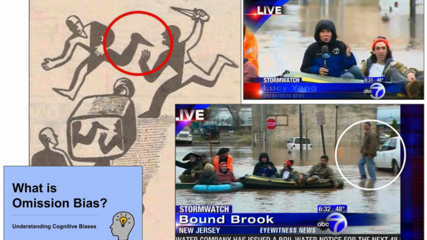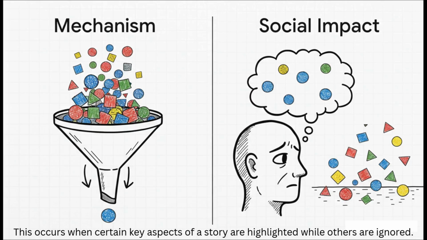Think about it. A story about a protest that only talks to the protesters but not the police or the local shop owners, that's omission in action. And the impact can be huge, leading to massive public misunderstanding because crucial context is just gone.